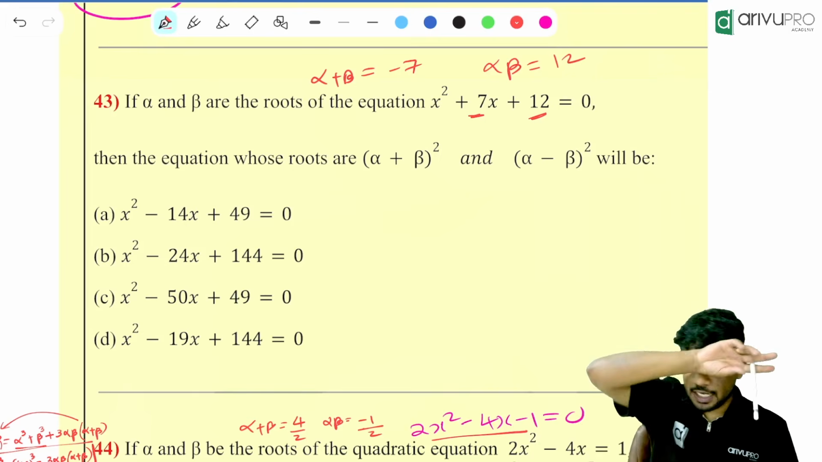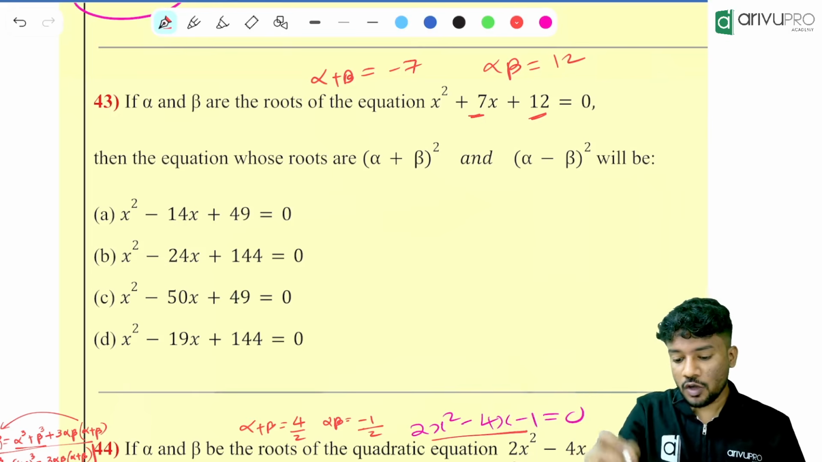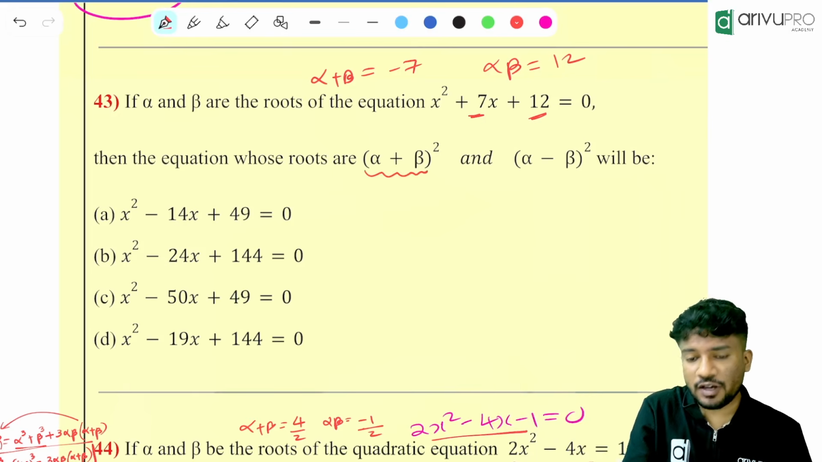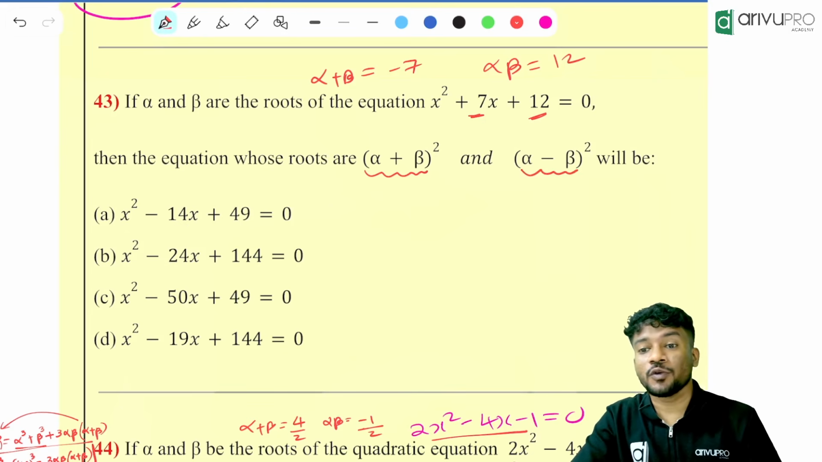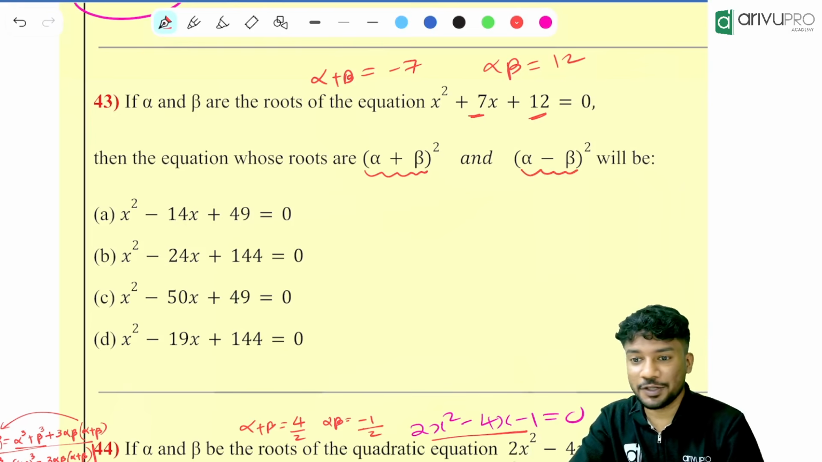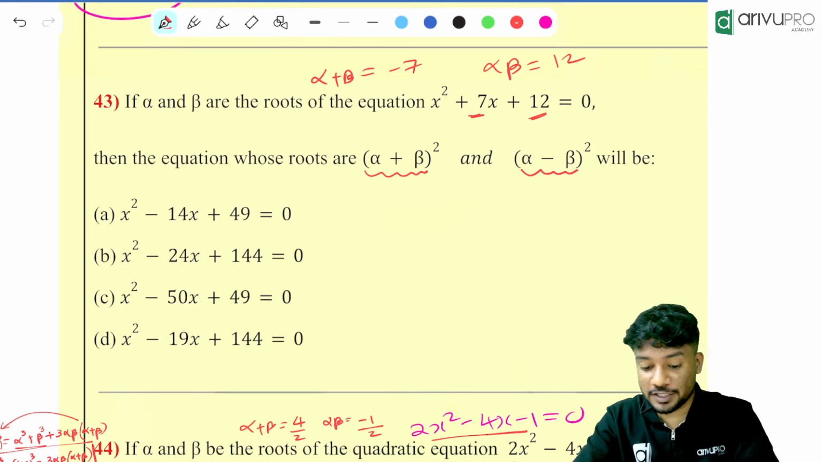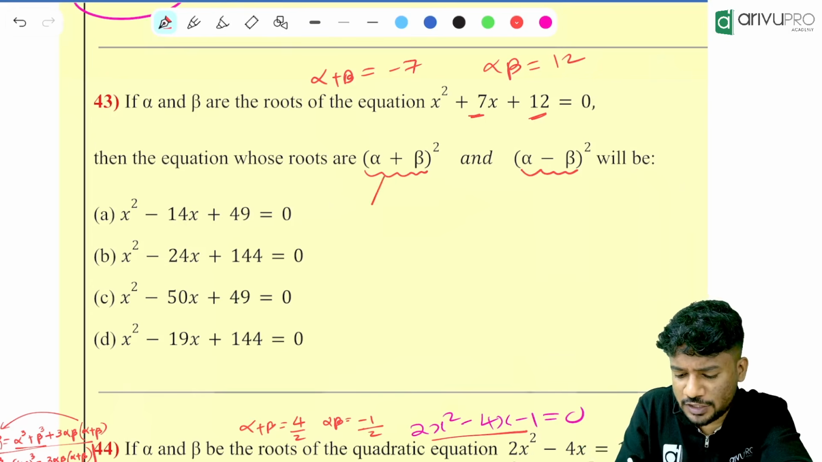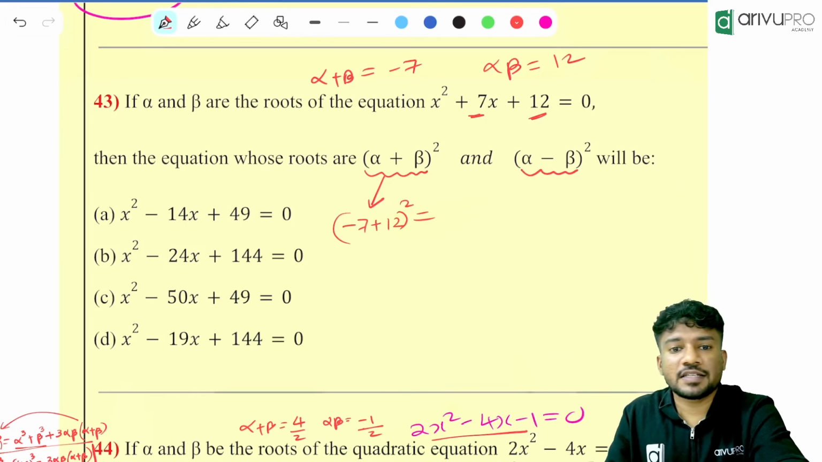Now, they are asking, find another quadratic equation whose roots are alpha plus beta the whole square and alpha minus beta the whole square. So, we need to find the new roots. New roots are given in terms of alpha plus beta and alpha minus beta. Now people, what is the first root? That is nothing but -7 plus 12 the whole square. How much is it?